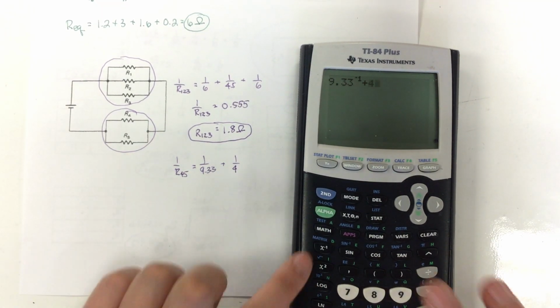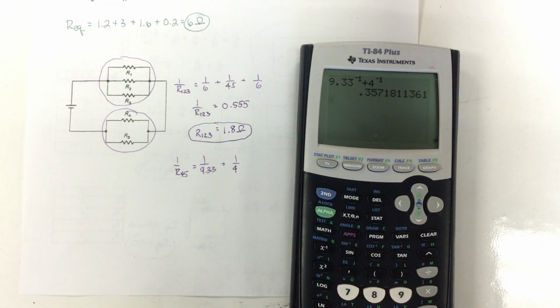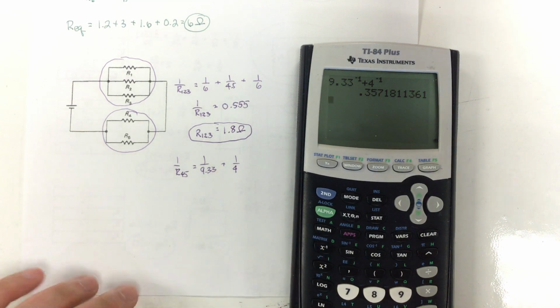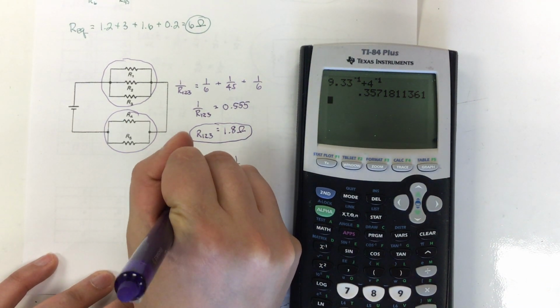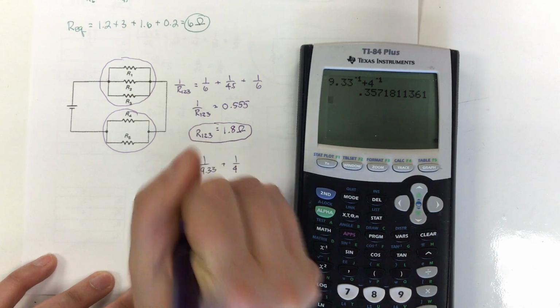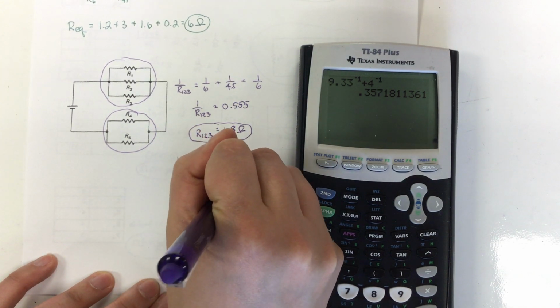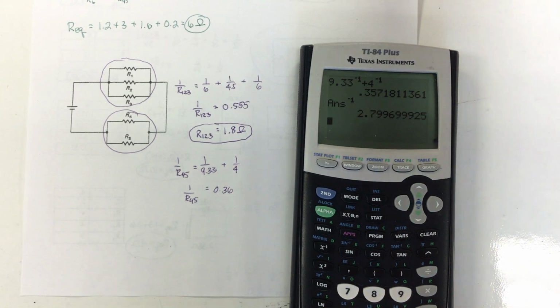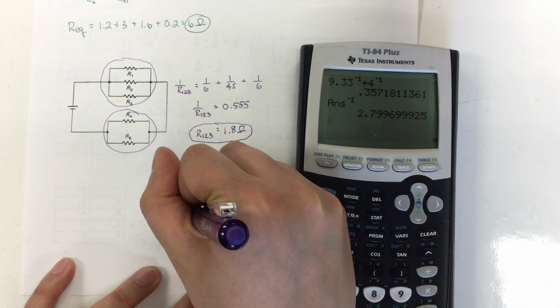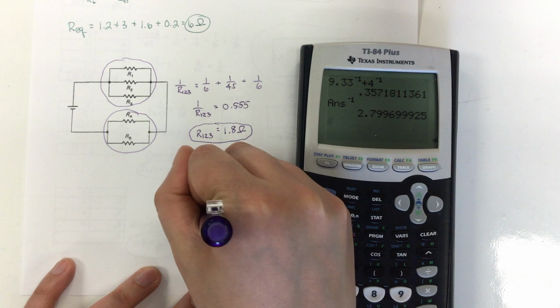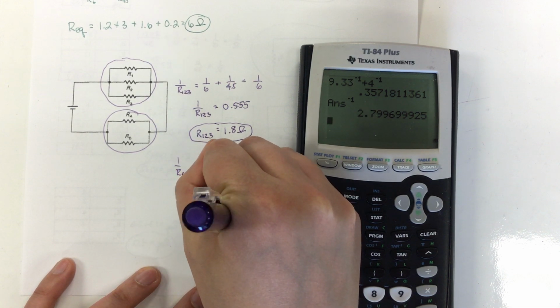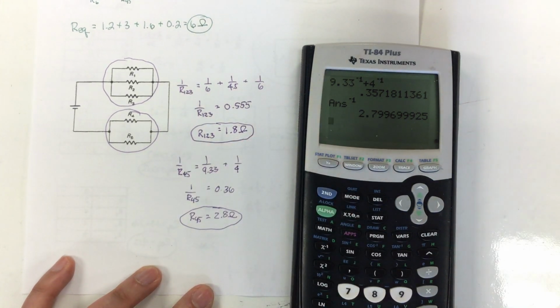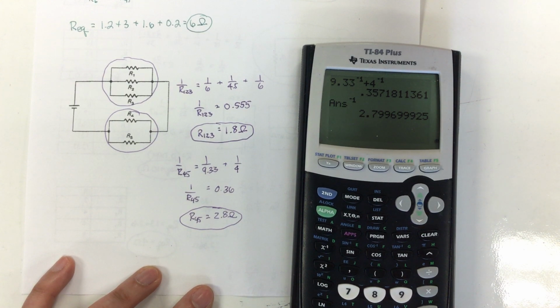9.33 inverse plus 4 inverse. That's equal to 1 over R is equal to 0.36. Inverse of that gives me the 2.8. And I'm going to repeat this until I've simplified the circuit.